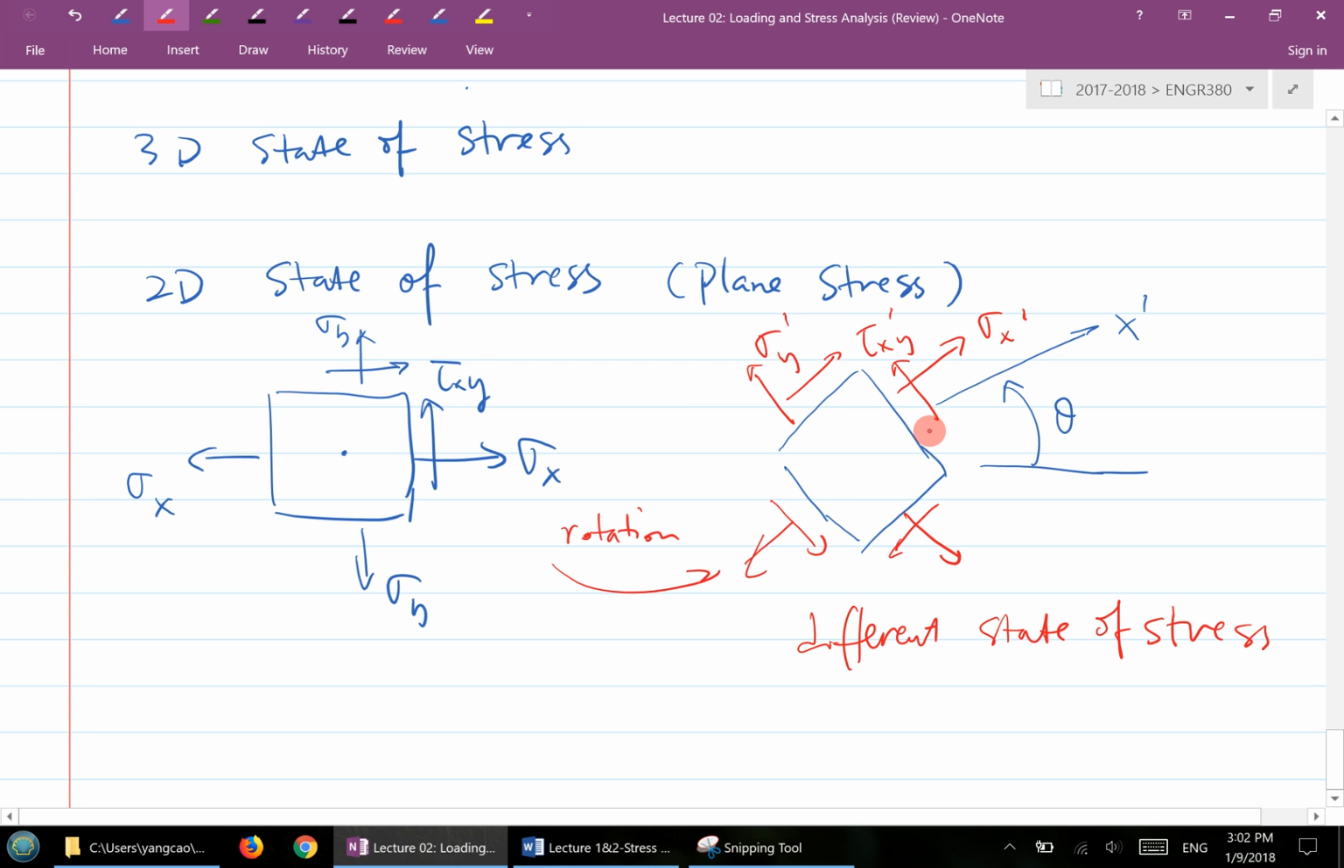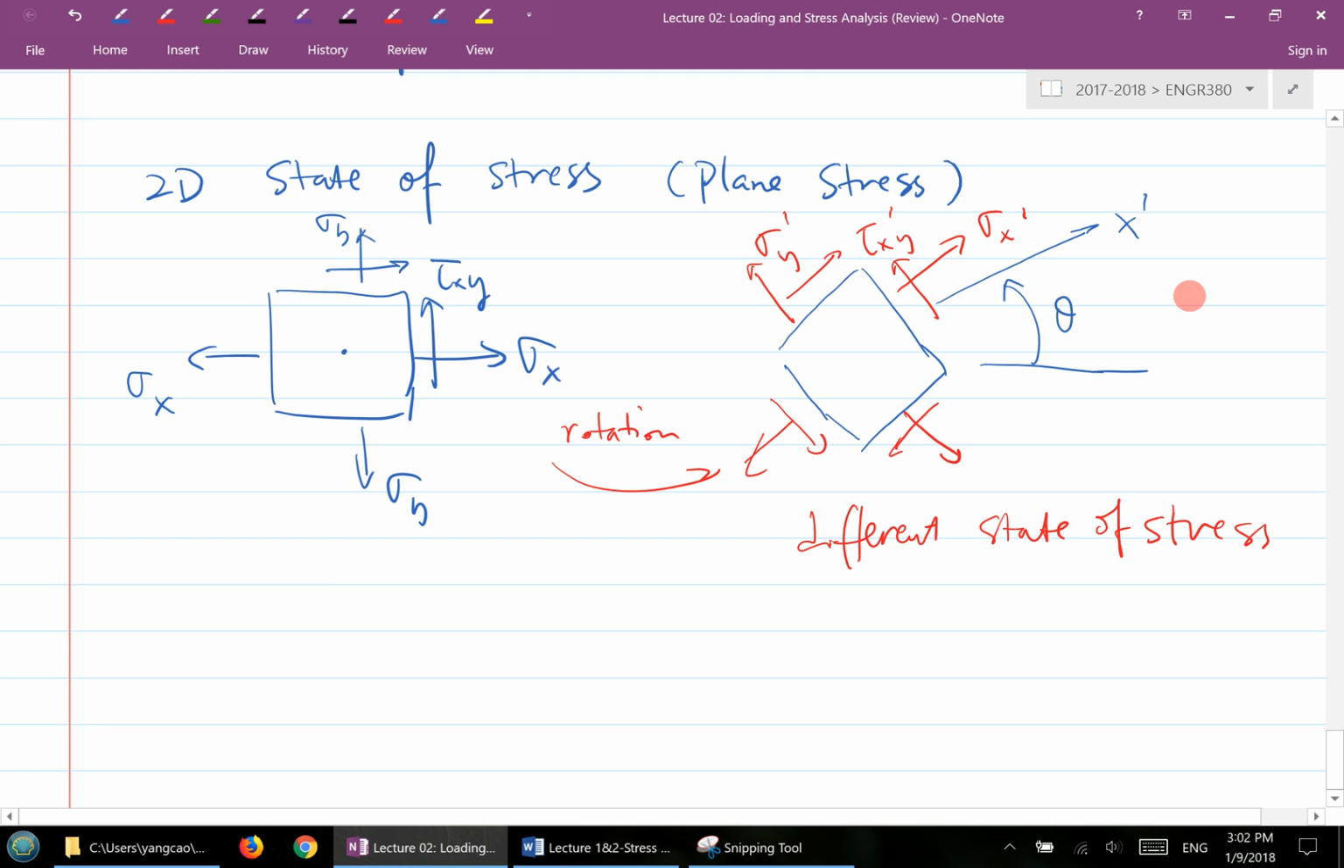One of the conventions here for theta is that it's considered positive if it is a counterclockwise rotation. This is a convention here. So theta is positive if it's considered as a counterclockwise rotation.